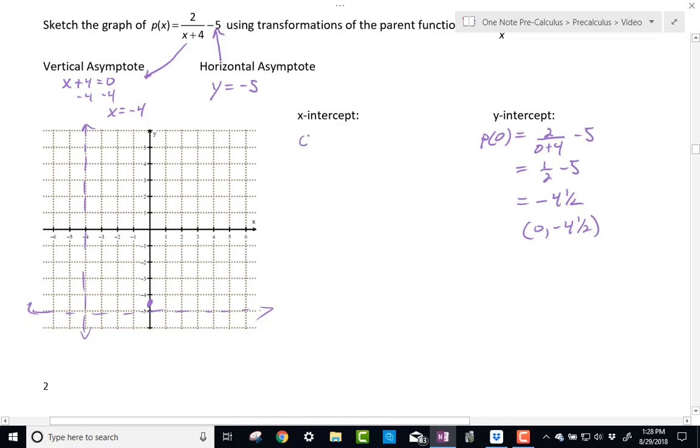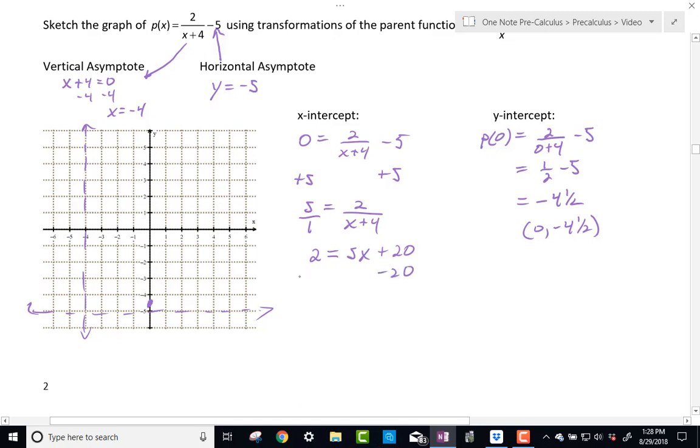X-intercept, plugging in 0 for y, we get 0 equals 2 over x plus 4, minus 5. I'm going to add 5 to both sides. Why am I adding the 5 to both sides? Because now I can cross multiply very easily. I put the 5 over 1, I multiply 1 times 2, that's 2. I set it equal to the product of the other side: 5 times x is 5x, 5 times 4 is 20, and now we need to solve this.